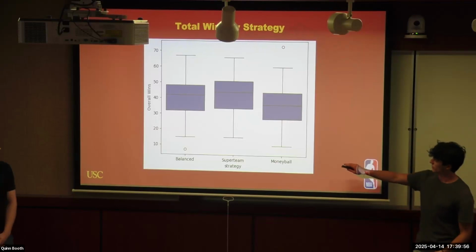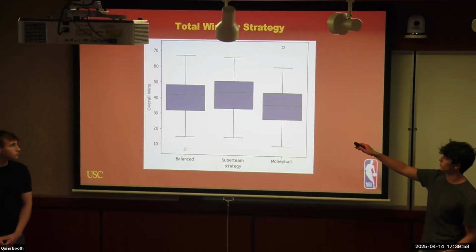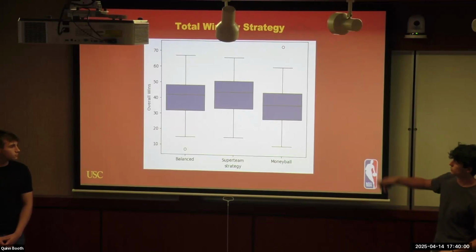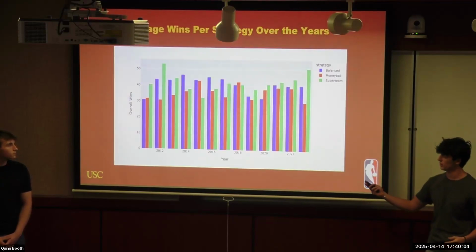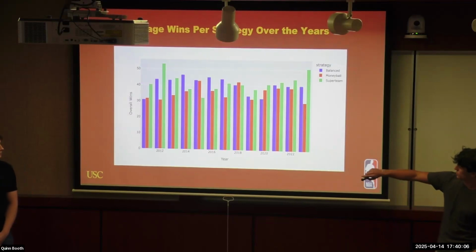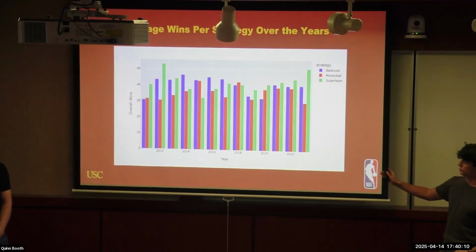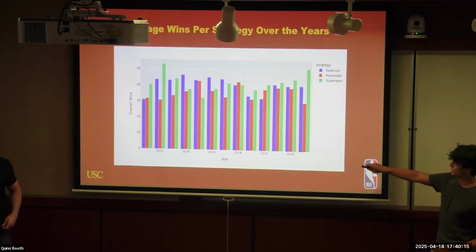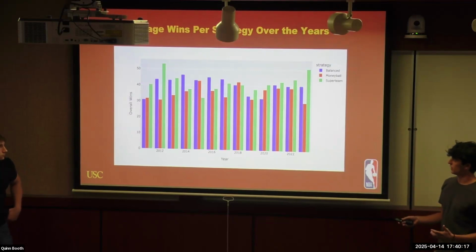And as you can see, if anything, the super team strategy was a bit more effective than the Moneyball strategy, but there was a lot of variance, meaning this isn't a very good metric. If you want to see how this looks throughout the years, in the earlier years the super team strategy was by far the best. Having a few superstar players was the best approach to get more wins. And then as we went throughout the years, there didn't really seem to be a good strategy.